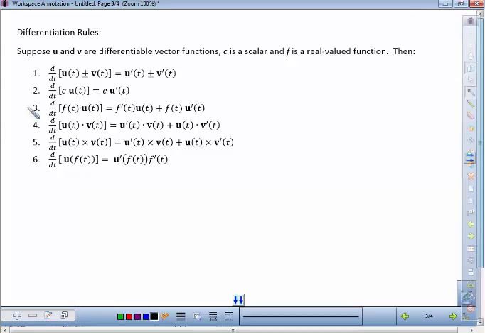Now, I'd be interested in doing one of these as a proof, one of those four. Which one should we do? Number 3, number 4. Number 3 and 6 involve a scalar function, and in some cases it might be nice to see a scalar function involved so you can know what the difference is. So which one should we do? Number 3 looks okay. All right, let's do number 3. Let's prove this.